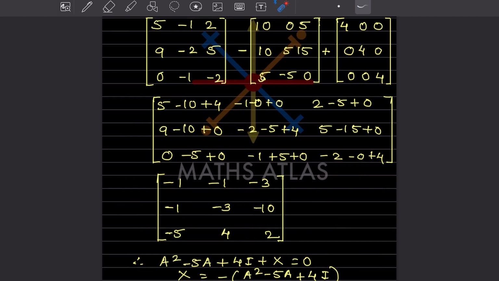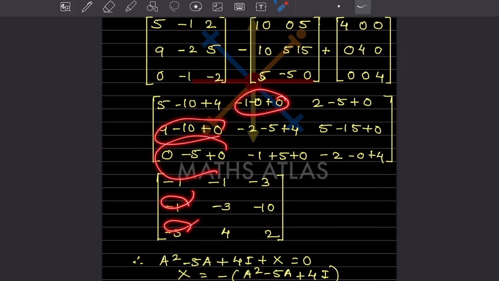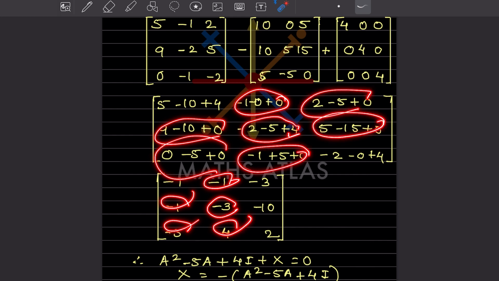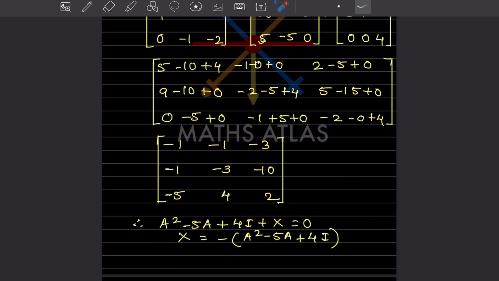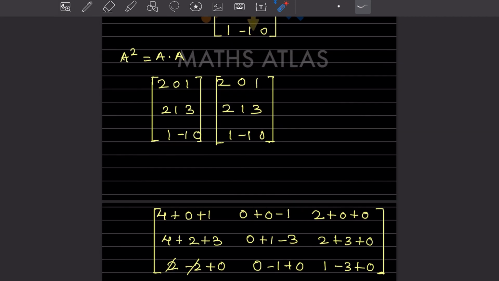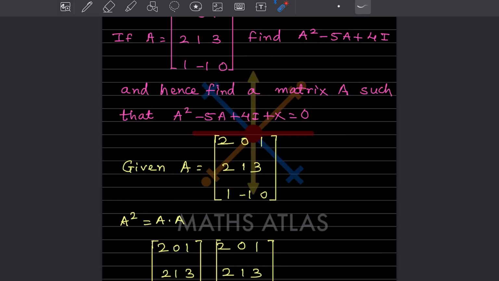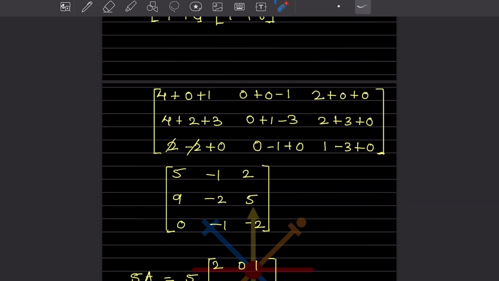So what we get after this one? You get minus 1, minus 1, minus 5. Now see here, minus 3 here. And this is going to be 4. Just add and see how it is. Minus, and here will be 2. So now what we can say here, this was for a square minus 5a plus 4i. Now let us see for this one, a square minus 5a plus 4i plus x is equal to 0.